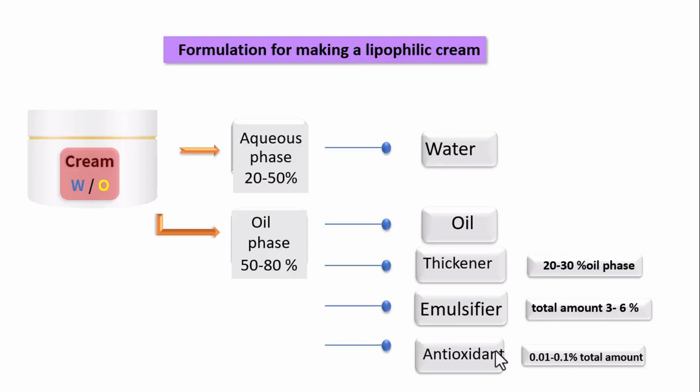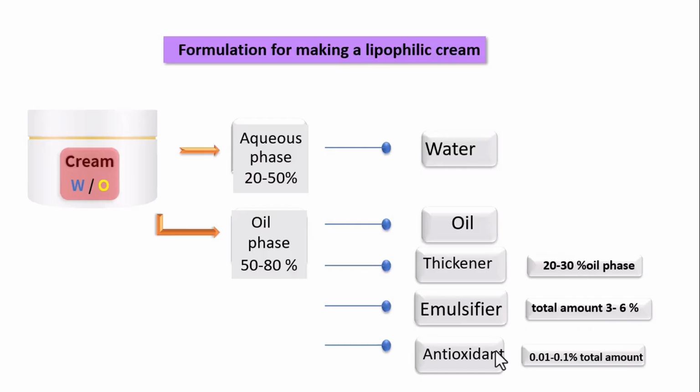Thickeners make up 20 to 30% of the oil phase, unlike hydrophilic creams, where 20 to 30% came from the aqueous phase. In lipophilic creams, this percentage comes from the oil phase. An emulsifier is used. It's about the same 3 to 6% of the total amount.